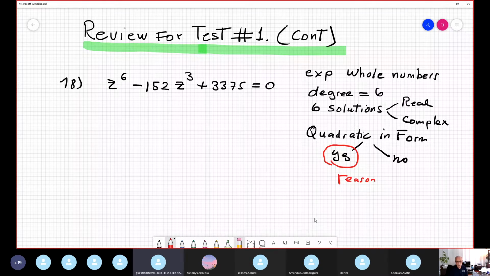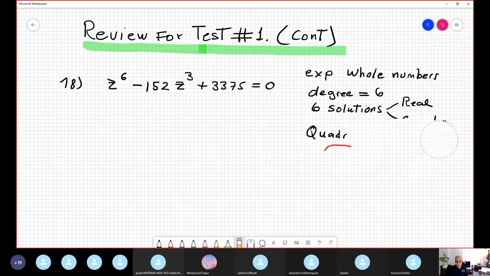No, it is already in standard form, because the right hand side is 0. No problem. And you organize the left hand side in descending order of the degree, 6, 3, 0. So this is not the reason. What is the reason it is quadratic in form? It's important, guys. It's important for me that you understand this very well because we use it throughout the semester.